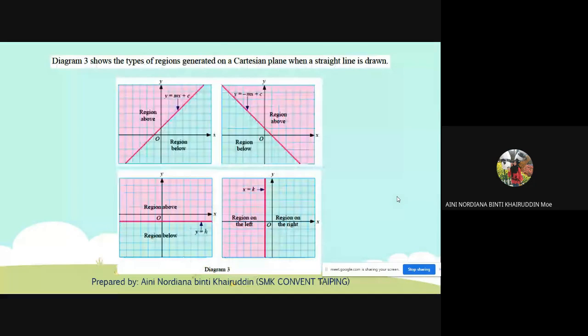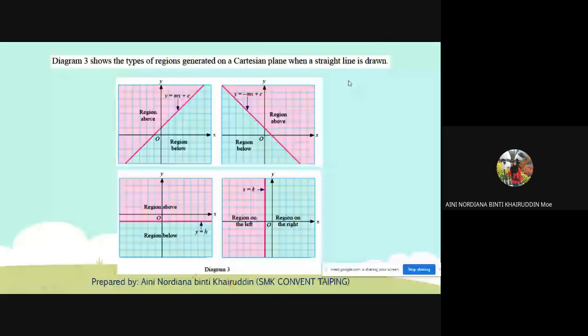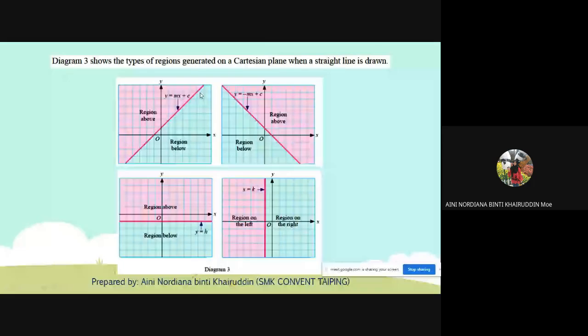Okay, diagram 3 shows the type of region generated on a Cartesian plane when a straight line is drawn. Straight line, you already learned in Form 3. So this is the equation of a straight line, y equals mx plus c. This straight line, above the straight line, we call region above. Below, then region below, the blue color.